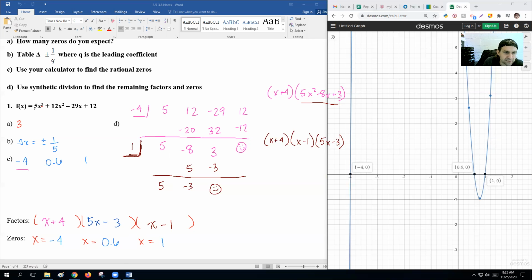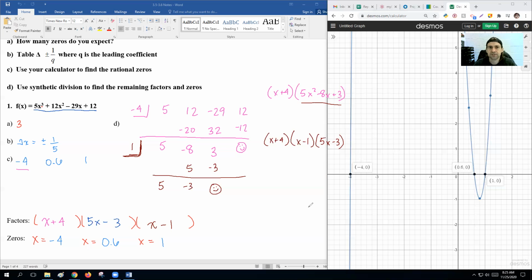So our ultimate goal here in this problem is, given any polynomial, can we convert that to its factors and its zeros? So 5x cubed plus 12x squared minus 29x plus 12 is really just x plus 4 in parentheses times 5x minus 3 in parentheses times x minus 1. Now keep in mind they can go in any order, but that's those 3 parentheses all multiplied together.